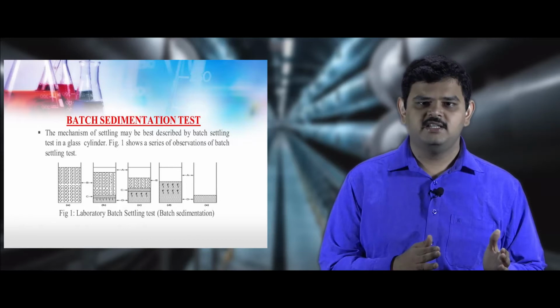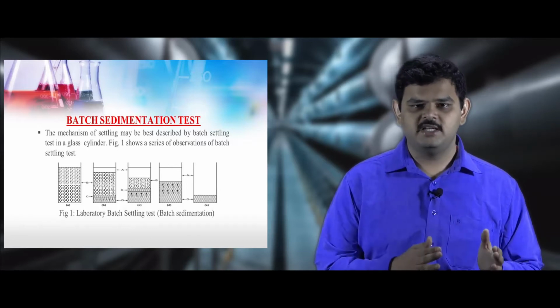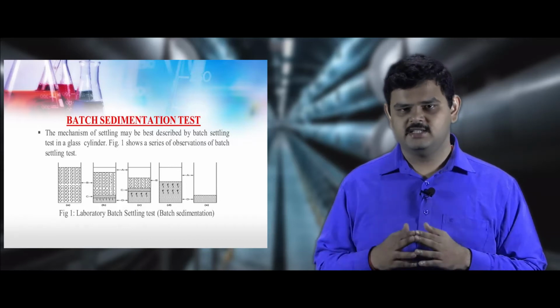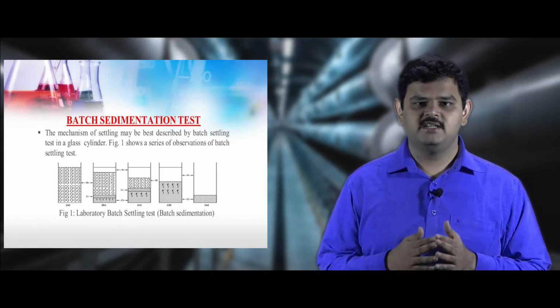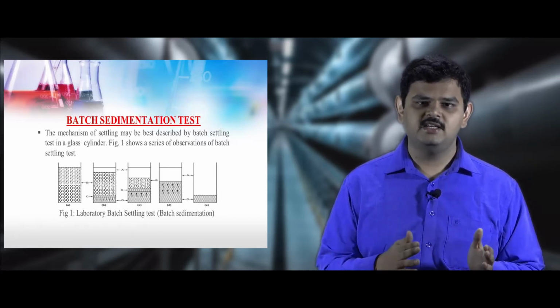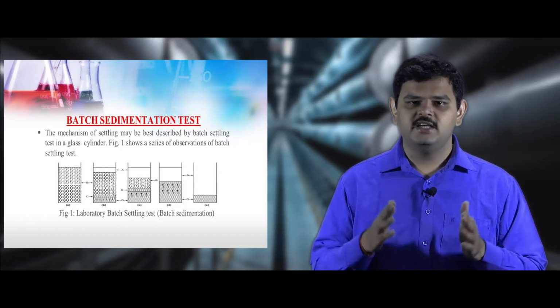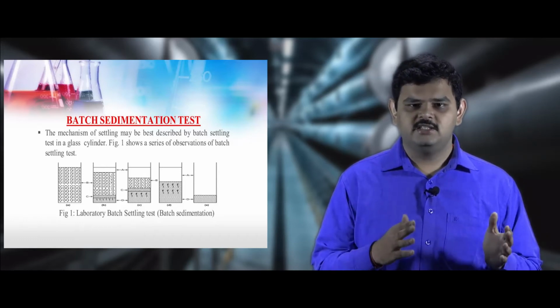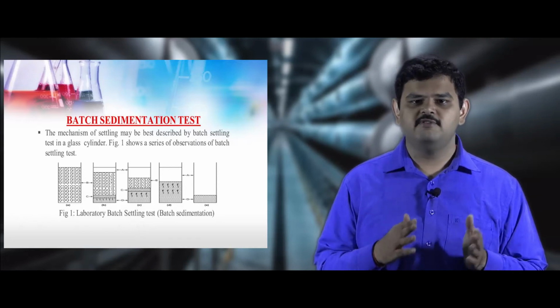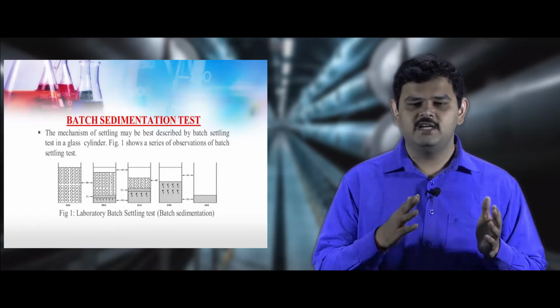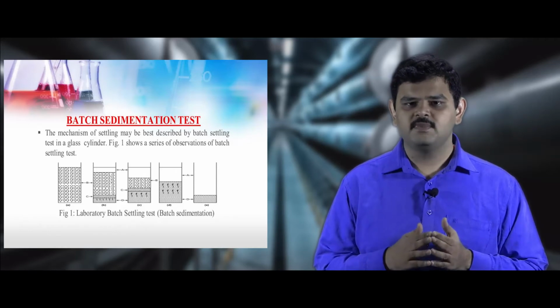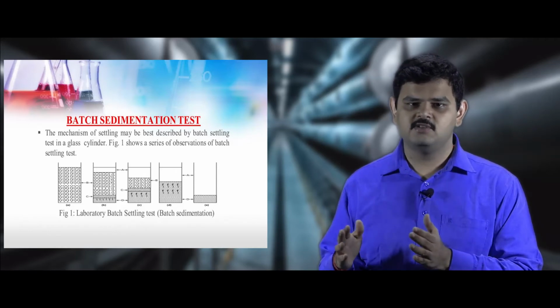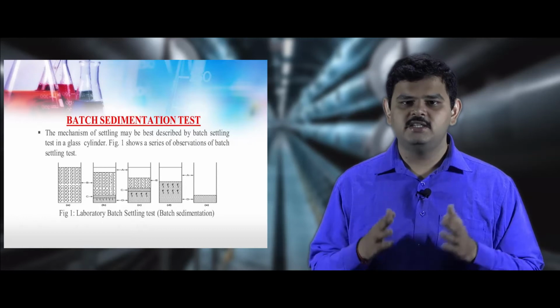The batch sedimentation tests are the preliminary tests for designing the thickeners. The batch sedimentation test handles the solid liquid slurry in a cylindrical glass beaker. Initially, the solid liquid slurry will be of uniform concentration and it will be zone B, and we will be seeing the different zones of settling in the next slide.